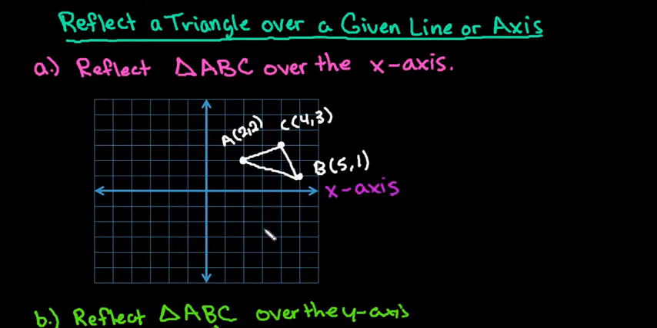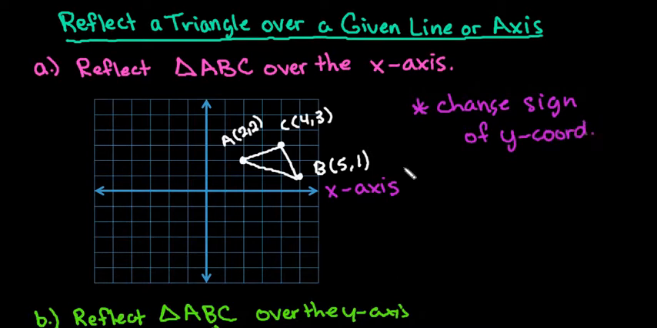our triangle down here. In order to do that, we're going to change the sign of our y coordinate. Since I have 2, 2, this would change to 2, negative 2. So we're basically taking this point and keeping it on the same x-axis, but flipping it down to where it's 2 below the x-axis rather than 2 above. So this would be our A prime, 2, negative 2.